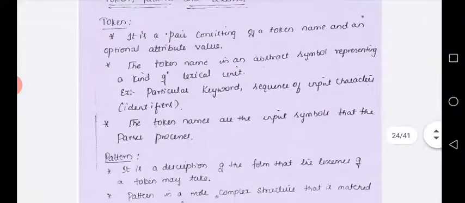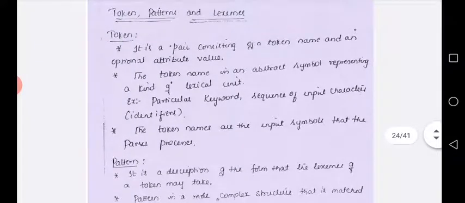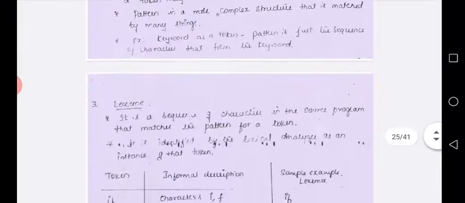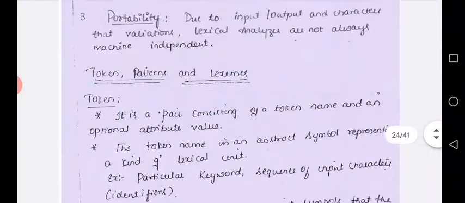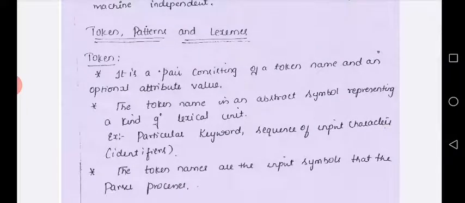Next we'll go to token, pattern, and lexeme. There is a lot of explanation regarding what exactly tokens, patterns, and lexemes stand for. Before I go in depth, I want to explain generally what token, pattern, and lexeme mean. We'll begin with the lexeme, then it will be clearer.